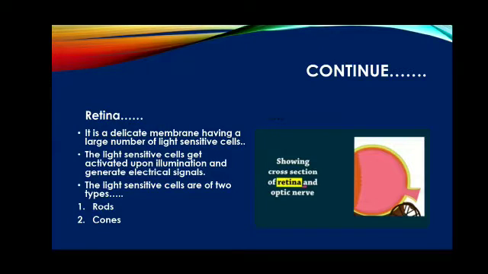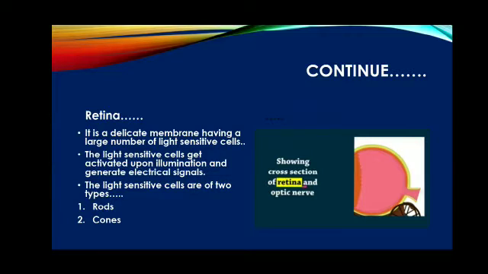Now we will go to the retina. It is a delicate membrane having a large number of light sensitive cells. The light sensitive cells get activated upon illumination and generate electrical signals. The light sensitive cells are of two types, rods and cones.